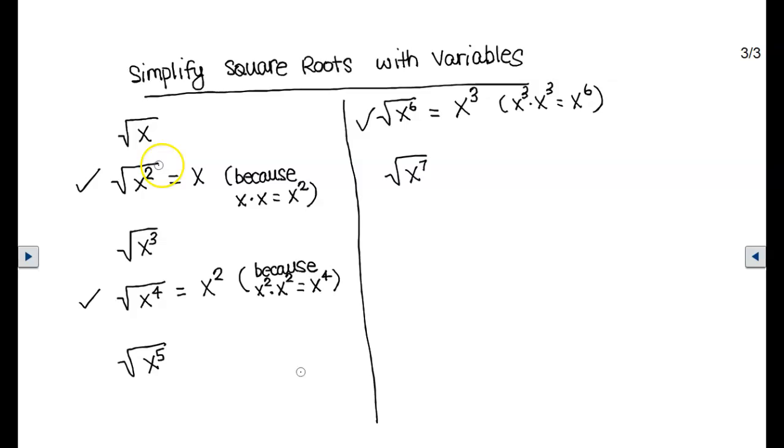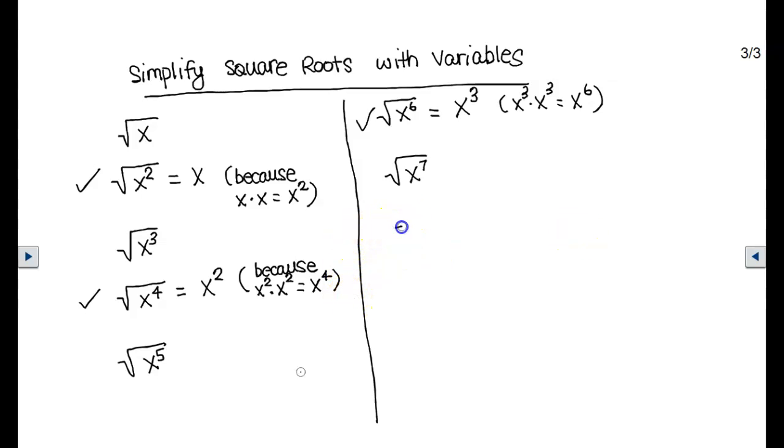To take the square root, what we actually do is cut this exponent in half. So the 2 became a 1. Half of 2 is 1. The 4 became a 2. Half of 4 is 2. The 6 became a 3. Half of 6 is 3. So notice that you can take the square root of even exponents, and what happens is you split that exponent in half.